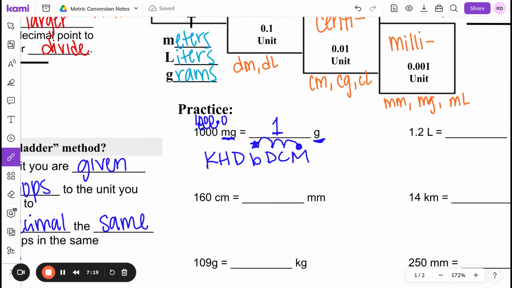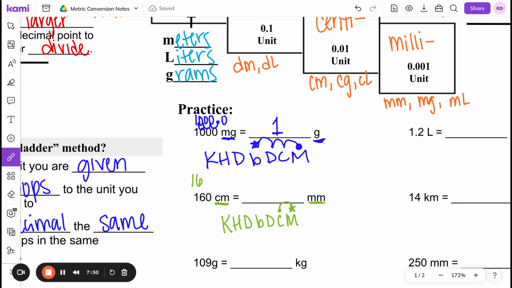Same thing. You always start with the phrase King Henry died by drinking chocolate milk. In this problem, we're starting with centimeters. So that's the C for centi. And we're trying to get to millimeters. So here you have 2 M's. So that's this milli on the end. If it was a single M, it would be the base unit, but it's not that. So we're moving from centi to milli. So we're moving 1 jump to the right.